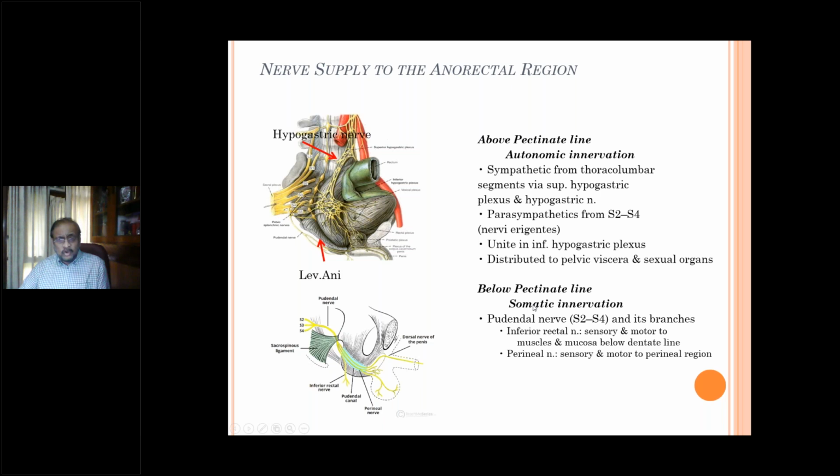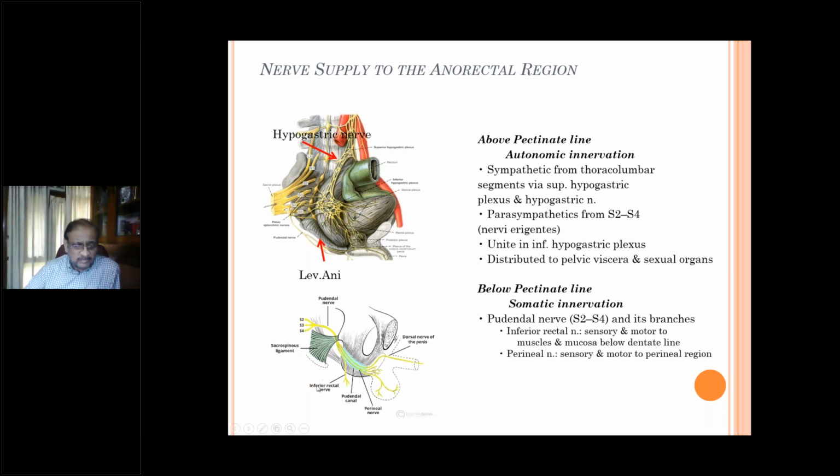Now below the pectinate line, it is a somatic innervation. From where? See, this is the pudendal nerve, S234. I showed you from the ischial fossa, and from here it then divides into two: the inferior rectal nerve and the perineal nerve. Right? So the inferior rectal nerve and perineal nerve, both of them are sensory and motor to the muscles and mucosa below the dentate line.